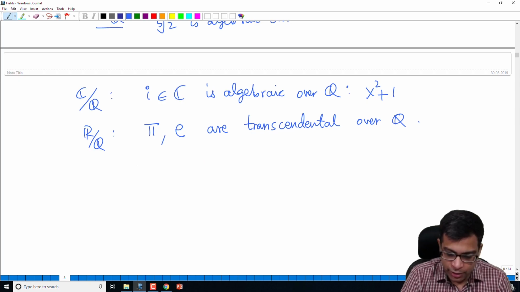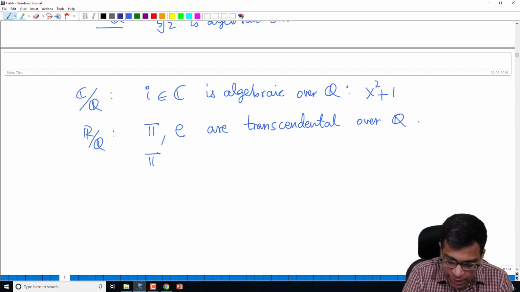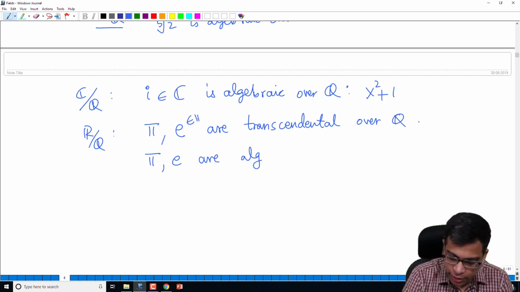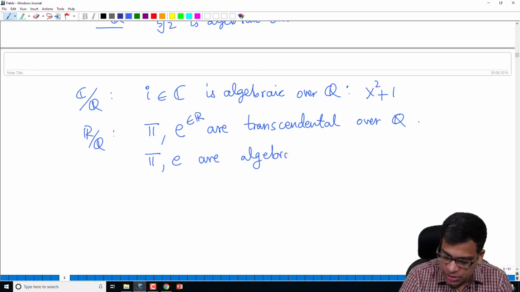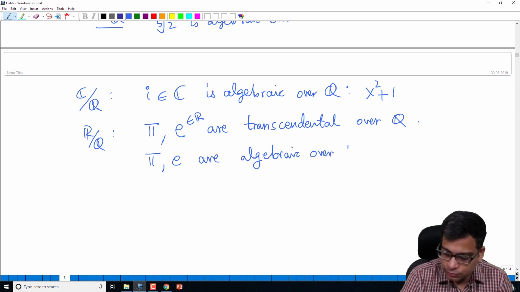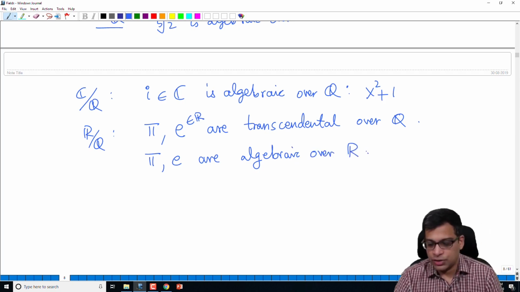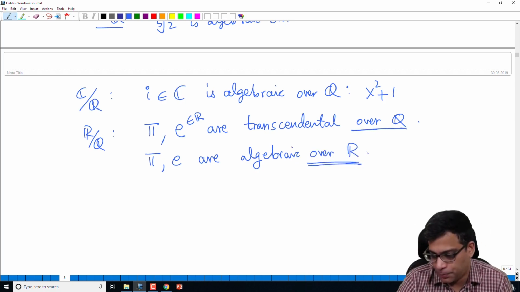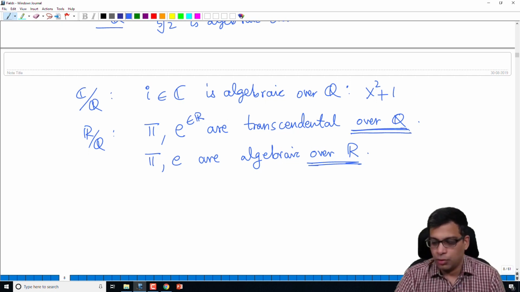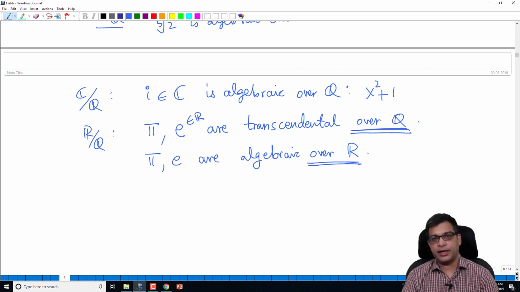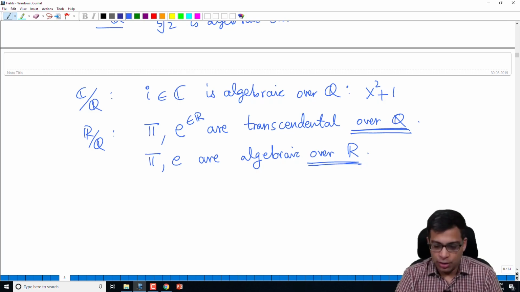On the other hand, pi and e are in R, right? They are algebraic over R, right? So this is where I am emphasizing that algebraic or transcendental are properties over a field. They are not intrinsic properties of an element. They are properties of an element with respect to a field.